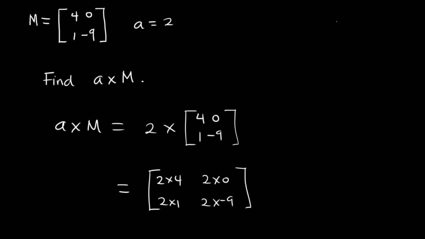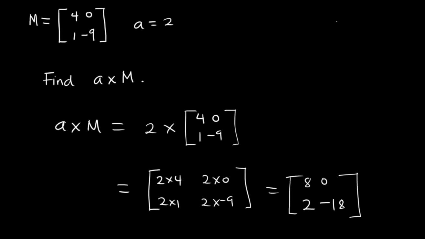Okay, so when I simplify this, I will have 2 times 4 giving me 8, and then 2 times 0 giving me 0, and then 2 times 1 will give me 2, and then 2 times minus 9 will give me minus 18. So this will be the answer after performing this multiplication. So this is how to multiply a matrix by a scalar. Let's try our hands on another example.